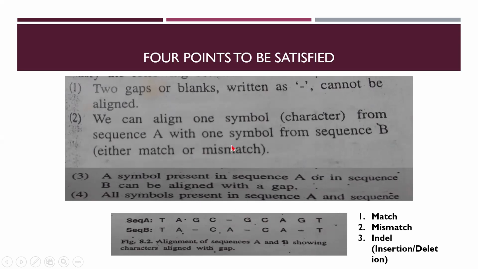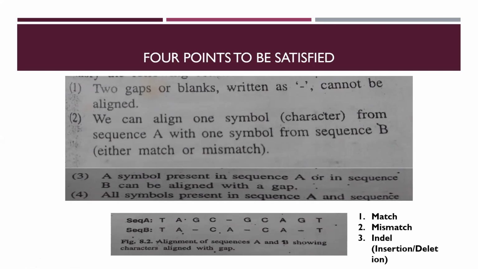So what did we discuss? Two gaps cannot be aligned with each other. You see here, this is the alignment where gaps are introduced in the sequences in order to get the maximum number of matches, because an alignment with the maximum number of matches is called the optimal or best alignment. So in order to get the maximum number of matches, you can introduce gaps. But what are we discussing now? There are four different criteria that need to be satisfied while carrying out the alignment.